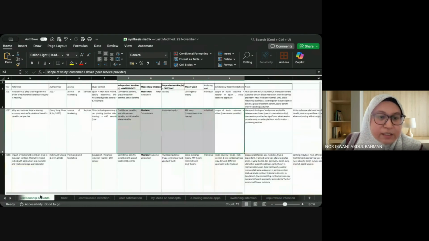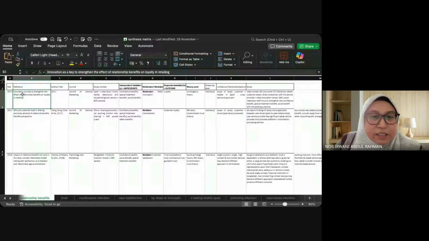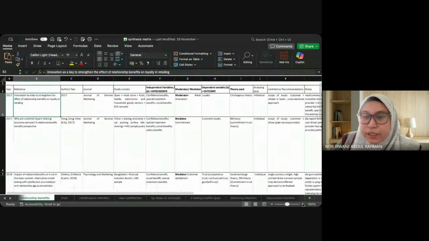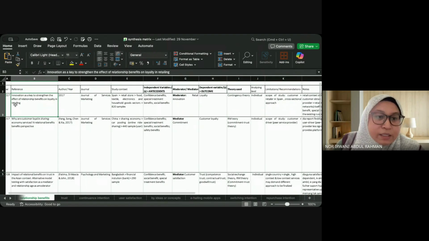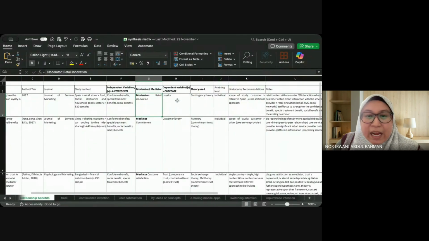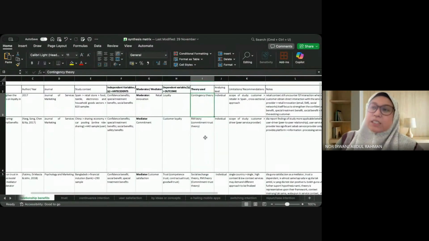I'm still searching at this moment. This is when I firm up my search. Reference, author, by journal. See the quality of the journal, study context. What is the independent variable, moderator or mediator. DV is the outcome, and the theory used. This is important. Others.